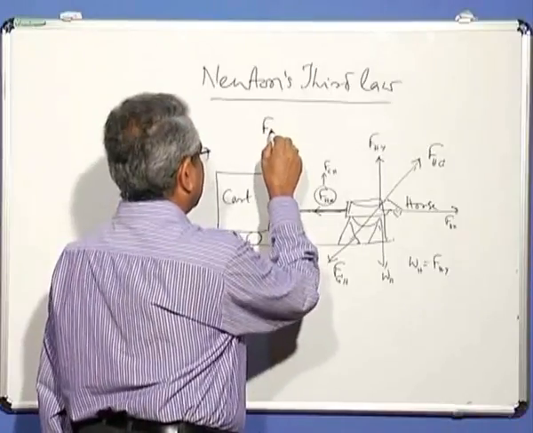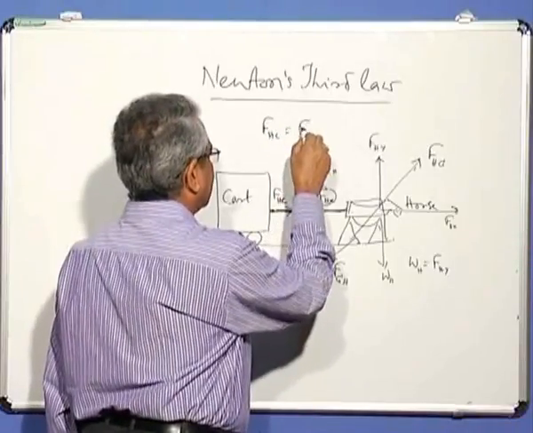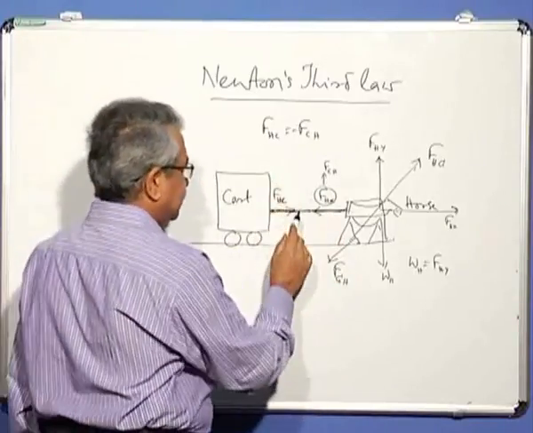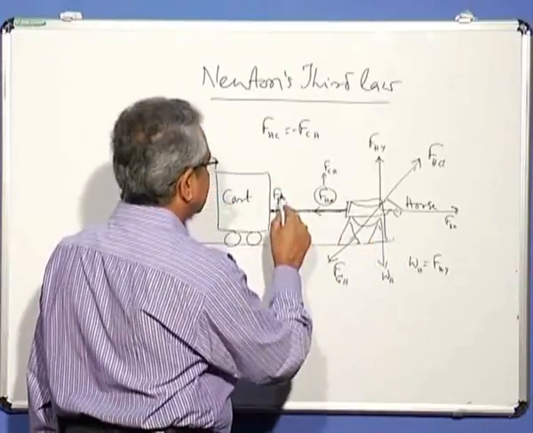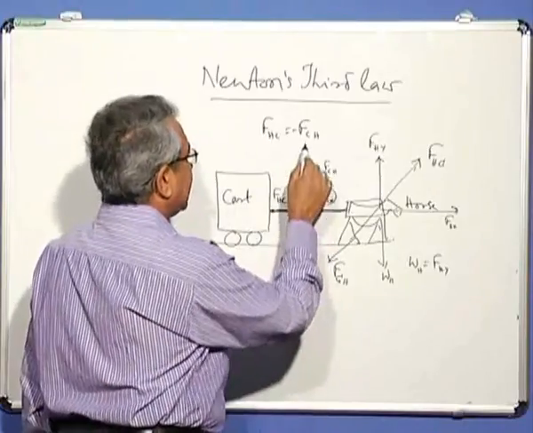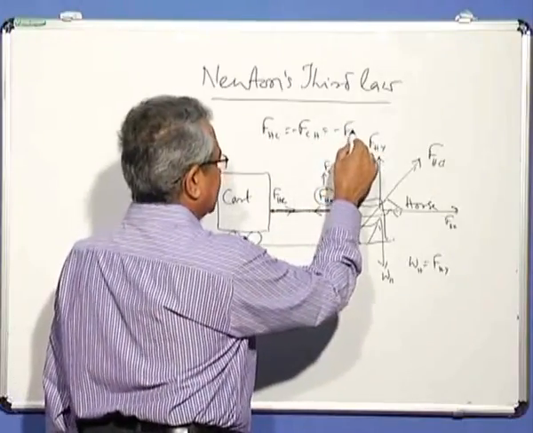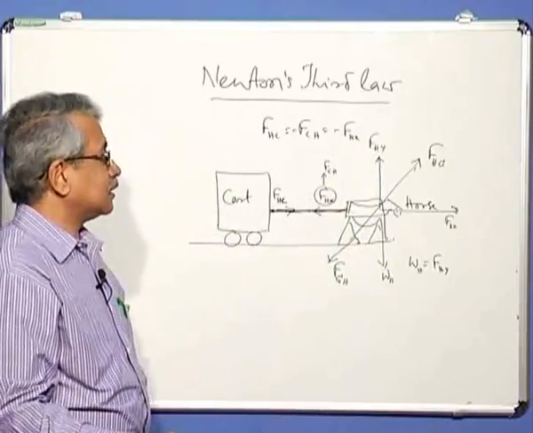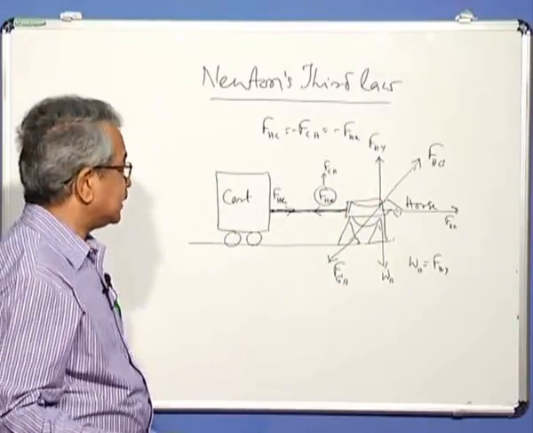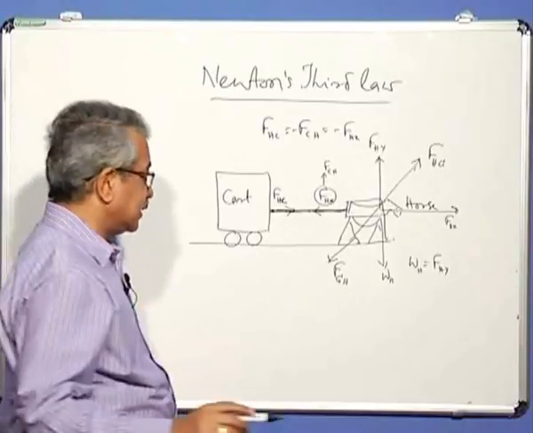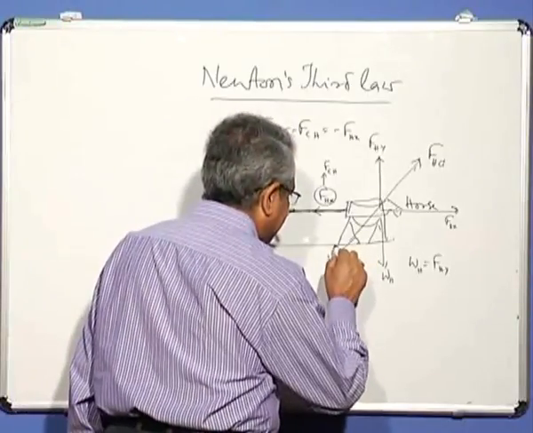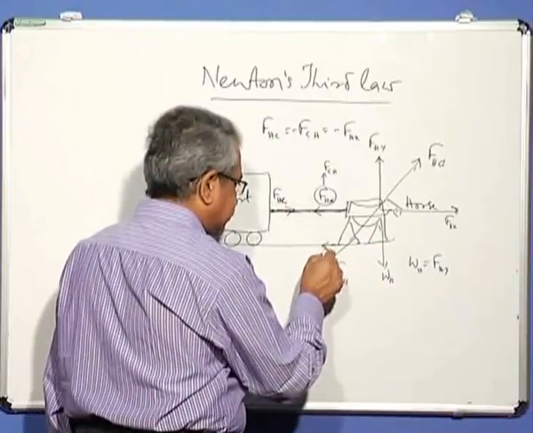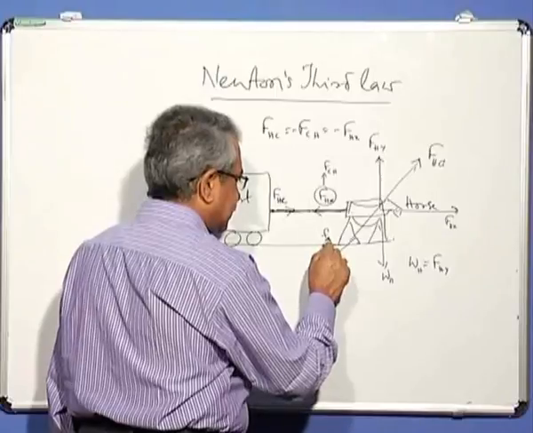That means FHC is equal to FCH with the minus sign. Because I have taken the right side as positive here, this is nothing but FHX only. That is not all to be taken. There is a friction taking place on this side. When the horse applies force that way, there is a frictional force acting on the horse.